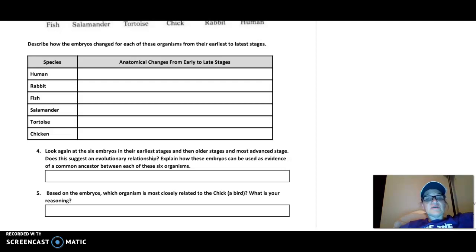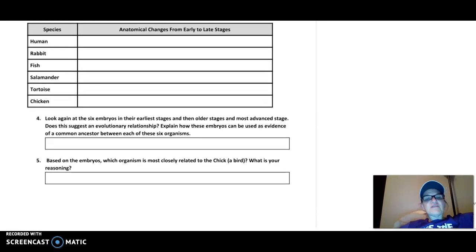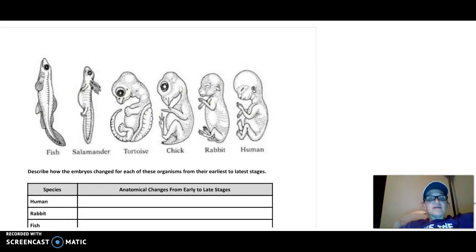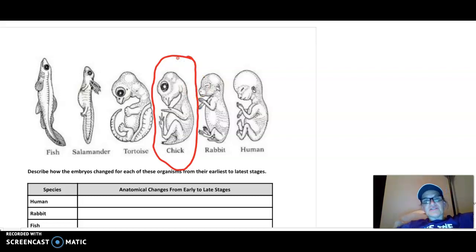Explain how these embryos can be used as evidence of common ancestry or relatedness between these 6 groups of organisms. And then number 5, based on the embryos, which organism is most closely related to the chicken, or to the bird? What is your reasoning? So go ahead and go back here and just look at these. Here we have the chicken. Which one of these is most closely related to the chicken based on these embryos? And why do you think that?